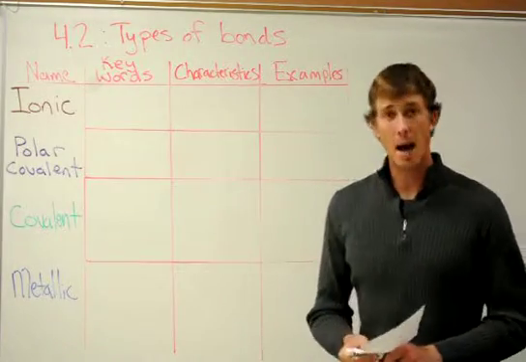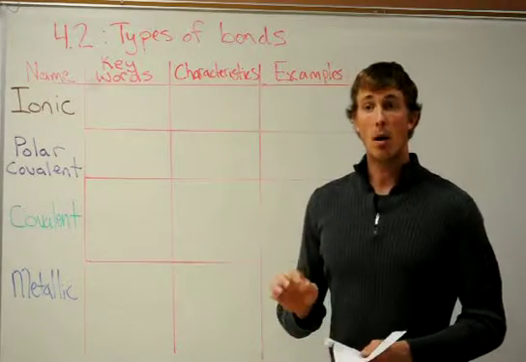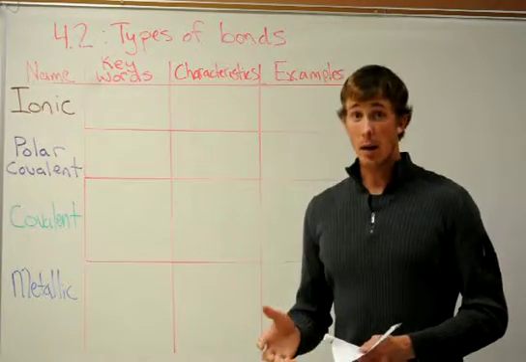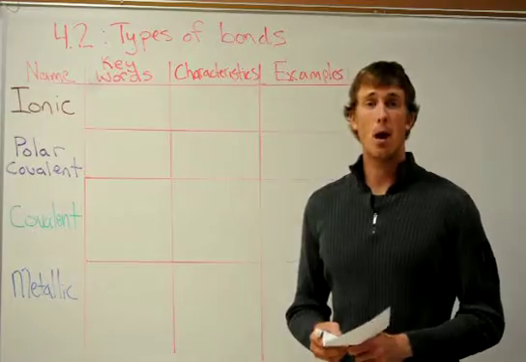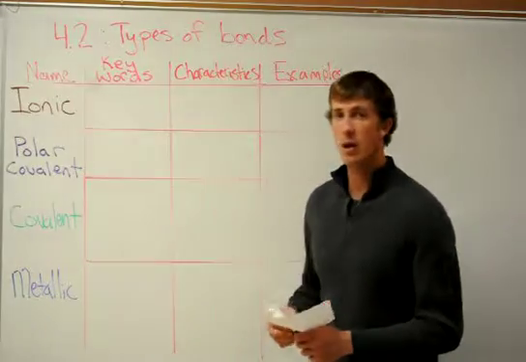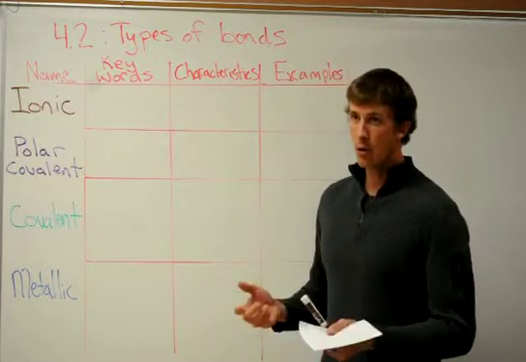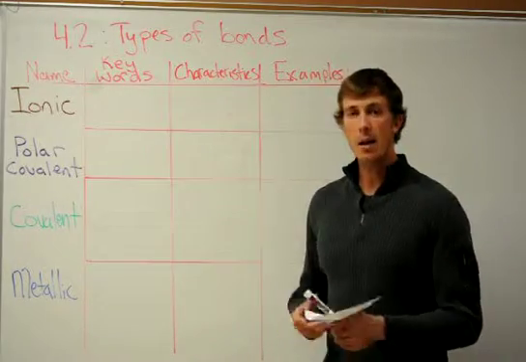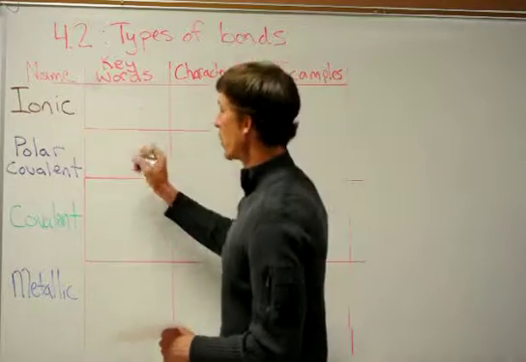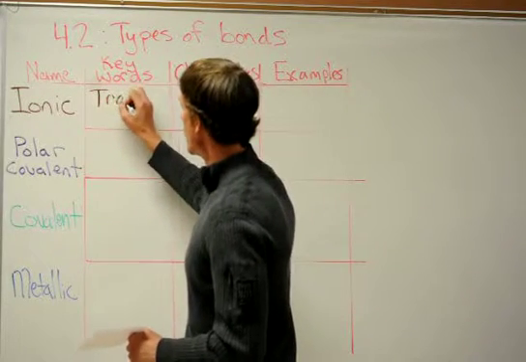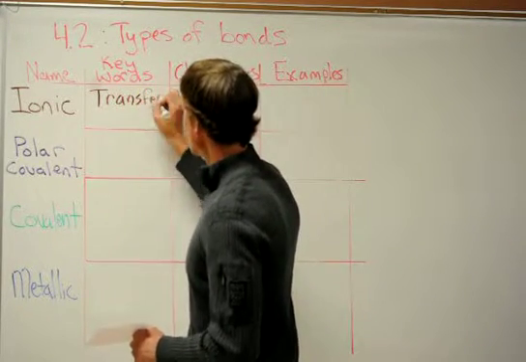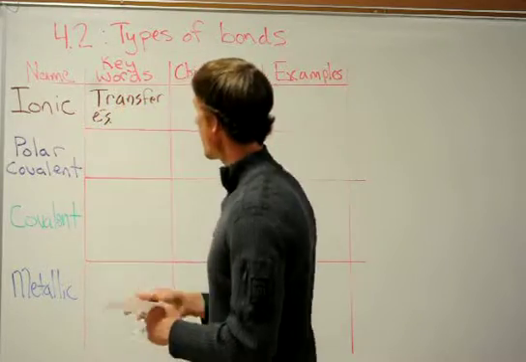Ionic has the word ion. There are 2 ions. There are ions that gain electrons called anions, and there are ions that do not gain electrons. They lose electrons, called cations. So it has the word ion in it, so you know that it's involved with losing and gaining electrons. Okay? And we're going to use the word transfer. So we transfer electrons.